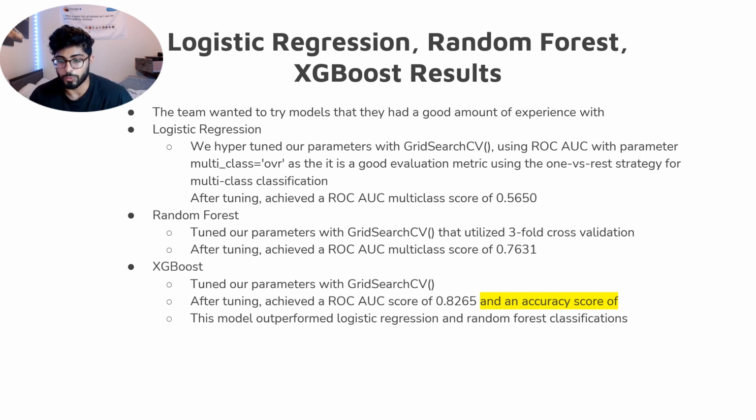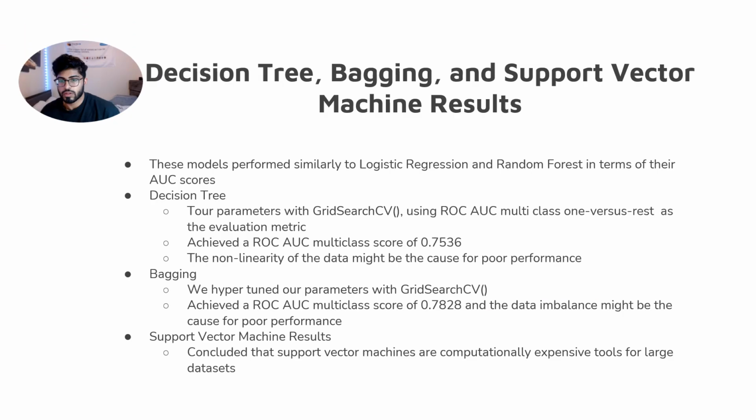We also applied the XGBoost classifier and were able to get an AUC score of 0.8265, which outperformed the last two models by a large margin. This classifier was largely effective in the situation because of how many features we had in our data set.